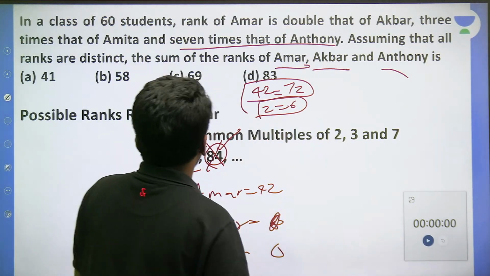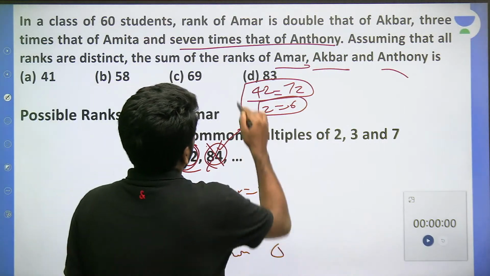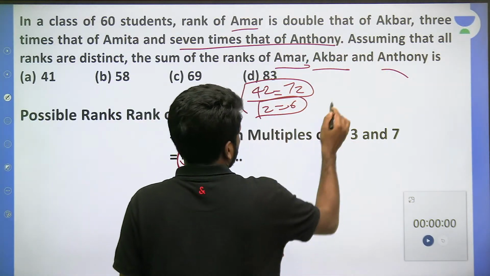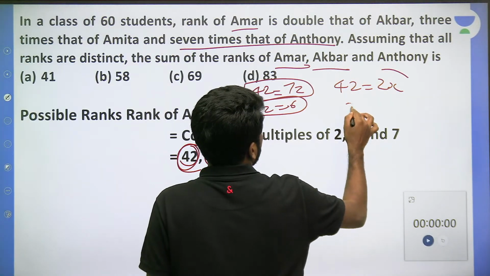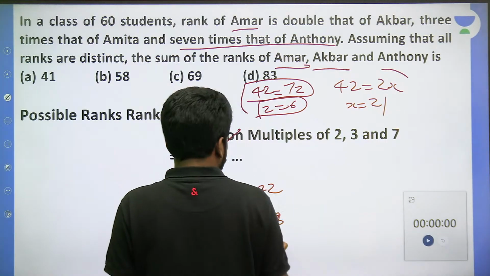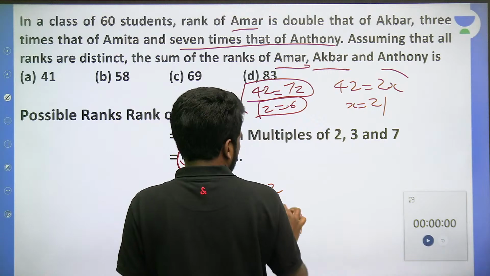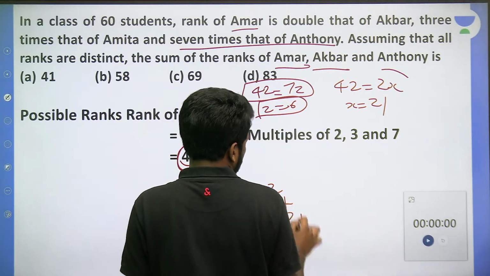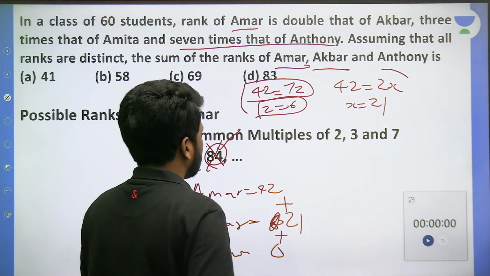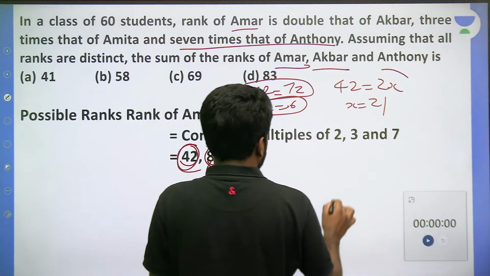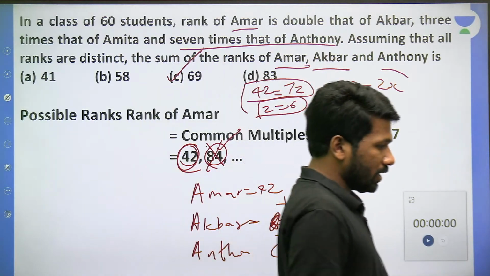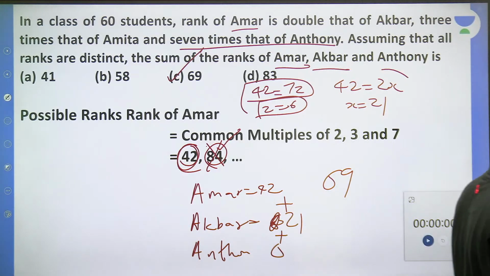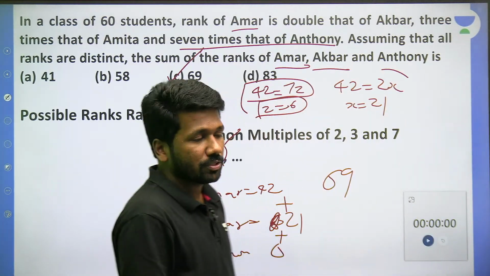What about Akbar's rank? Amar's rank is double of Akbar's rank. That means 42 is double of something. 2x is equal to 42. The value of x will be 21. That is why Akbar's rank is 21. The sum of these three is our final answer. 42 plus 21 plus 6 will be 69. So 69 is the answer. All of you clear how 69 is the answer? That is how to do that question.